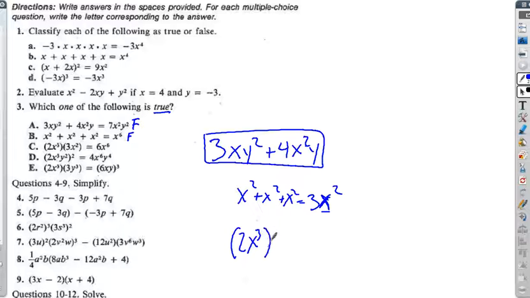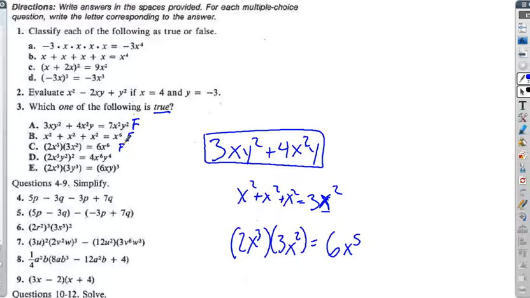2x to the 3rd times 3x squared. Well, 2 times 3 is 6. X to the 3rd times x to the second, well, this is where I add the exponents. So I end up with x to the fifth, which is not what I have. They multiply them, and that is a big no-no. So that is false.